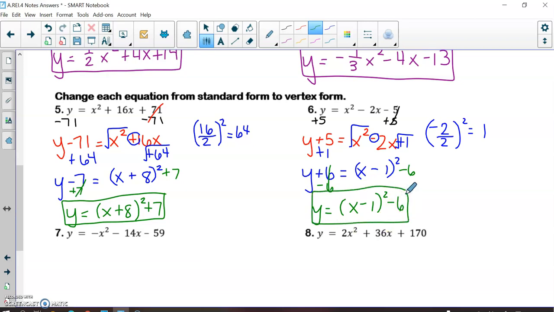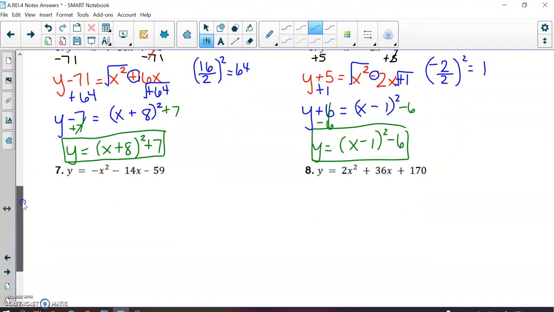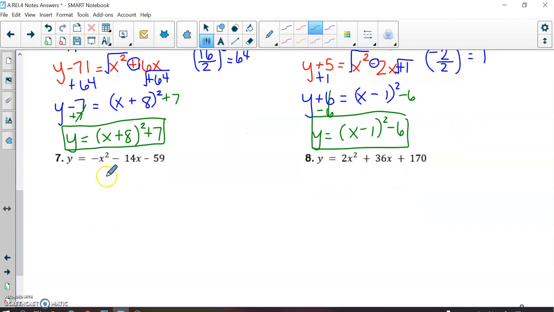Looking at number 7, remember when we complete the square, we need to have our coefficient of x squared being 1. Right now my coefficient of x squared is negative 1. So to start this problem off, I do need to divide everything by negative 1, including the y. That is the biggest mistake. A lot of times students forget to divide the y by the number. Y divided by a negative 1 is a negative y.